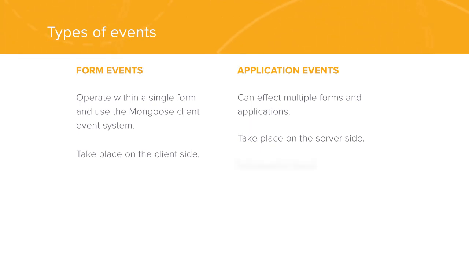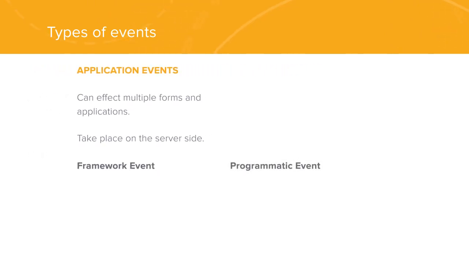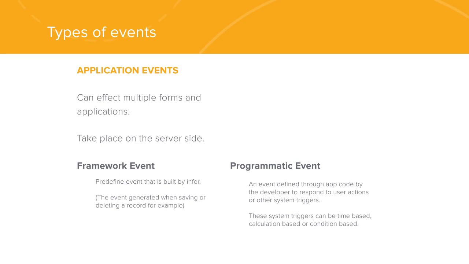Application events can either be framework events or programmatic events. Framework events are predefined by Infor and are generated by actions like adding or deleting a record. These are useful because we can create event handlers that respond to these framework events. Programmatic events, on the other hand, are defined by the developer through application code and are generated by user actions or system triggers. These triggers can be time, calculation, or condition-based. For example, we could generate an event when a currency amount is exceeded. We could also generate events based on external apps or web services.